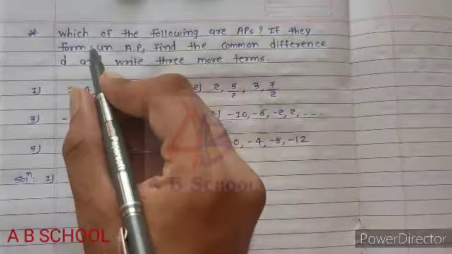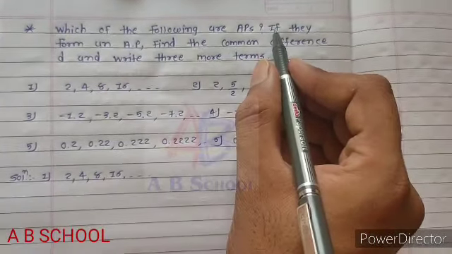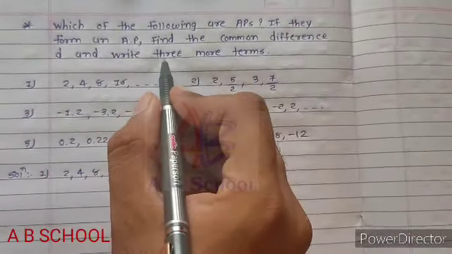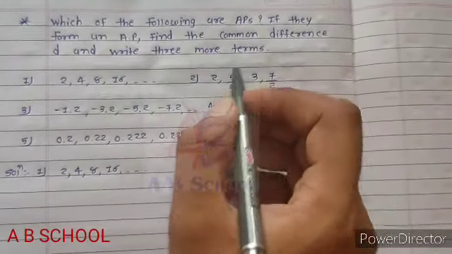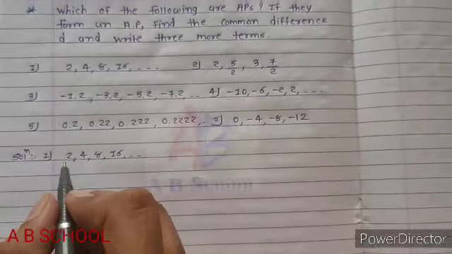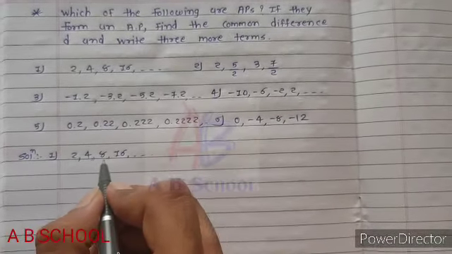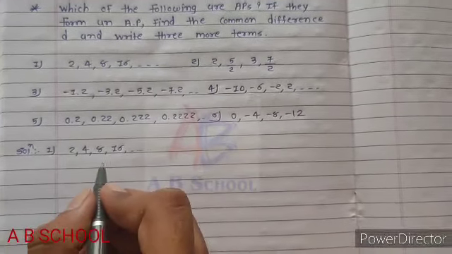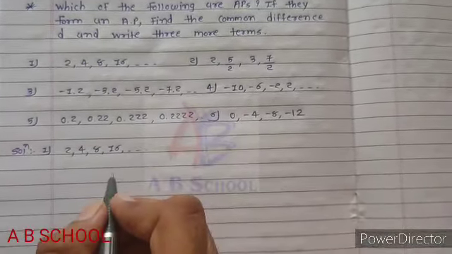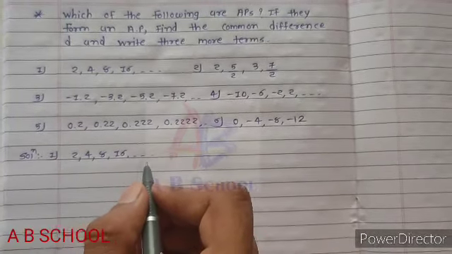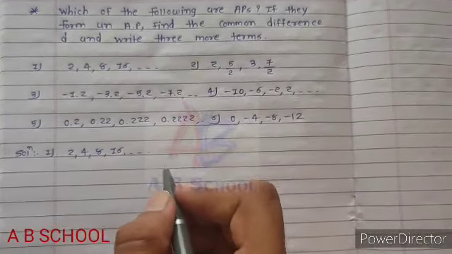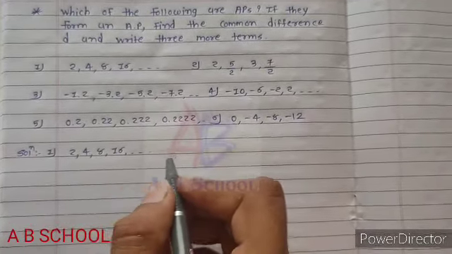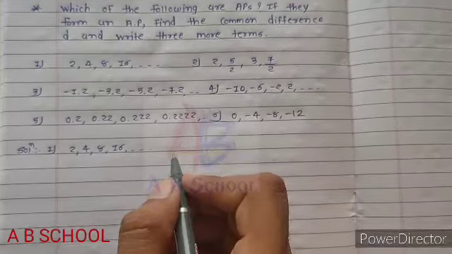Next question. Which of the following lists form an AP? If they form an AP, find the common difference D and write the 3 more terms. Number 1, 2, 4, 8, 16. For AP, check first the common difference D. If the common difference D is a non-zero constant number for all the terms, then we can say that the given list of numbers forms an AP.